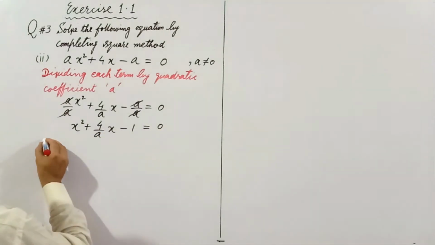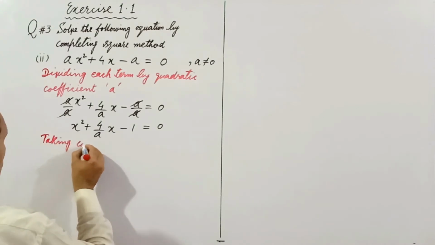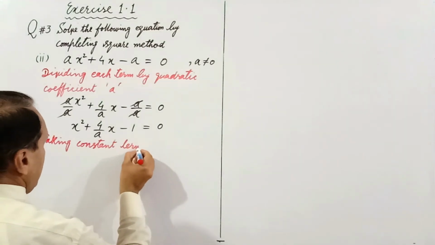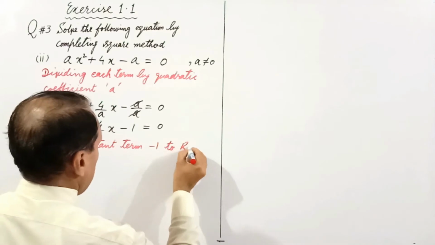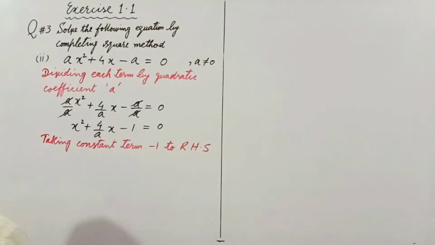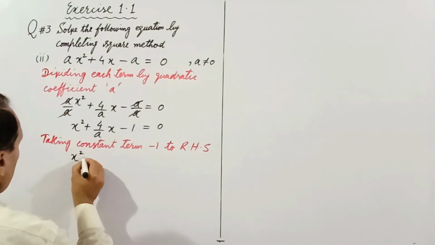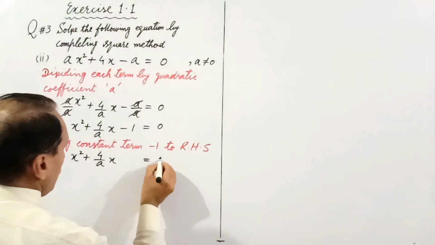In the next step, taking the constant term minus 1 to the right hand side, we have x square plus 4 over a x is equal to 1.